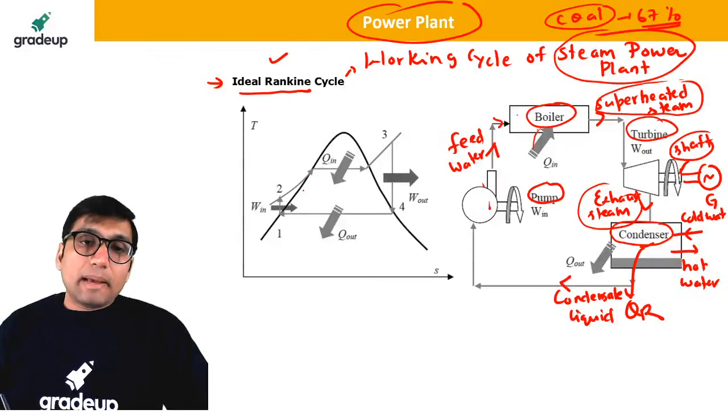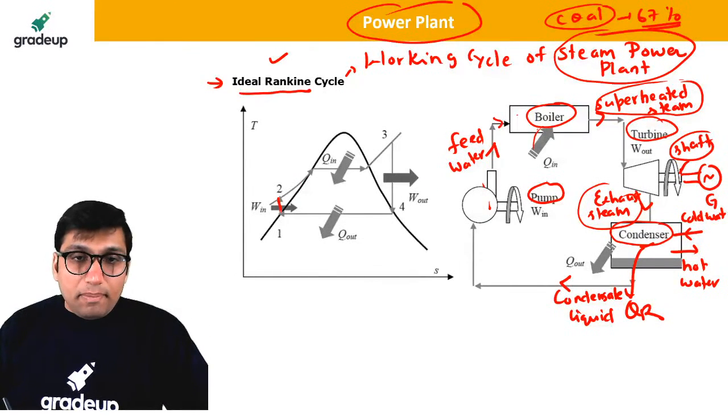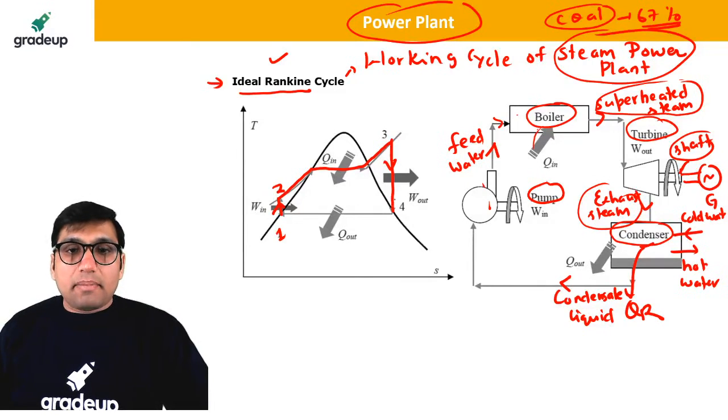If you see the processes in the Rankine cycle, we'll be using isentropic compression in the pump from 1 to 2. After that, there will be constant pressure heat addition in the boiler. Then there will be isentropic expansion in the turbine, and then there will be constant pressure heat rejection in the condenser.